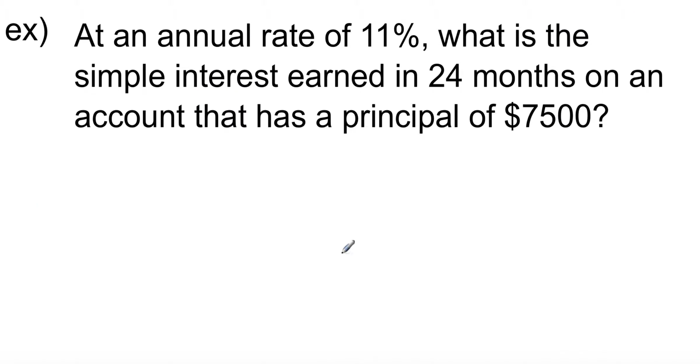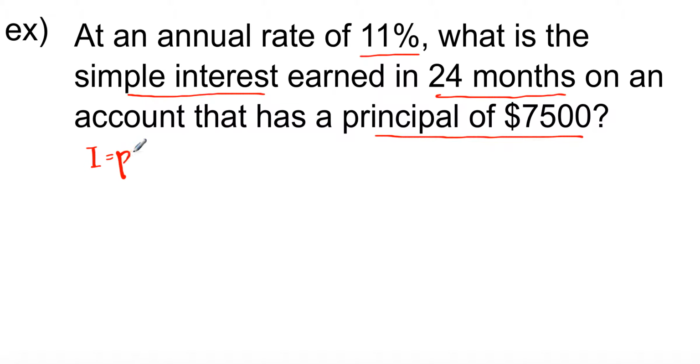All right, so looking at our first example: at an annual rate of 11%, what is the simple interest earned in 24 months on an account that has a principal of $7,500? So we're talking about simple interest, and we're going to grab our formula. Interest is equal to principal times rate times time.